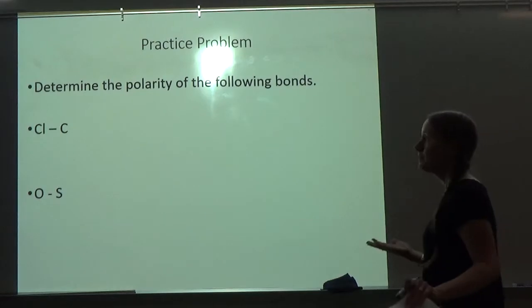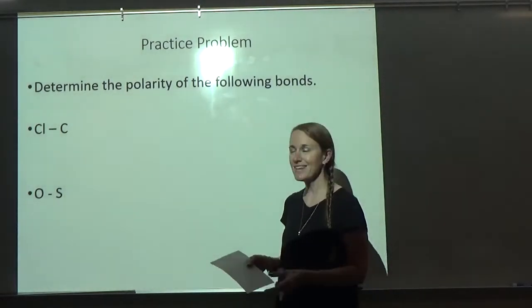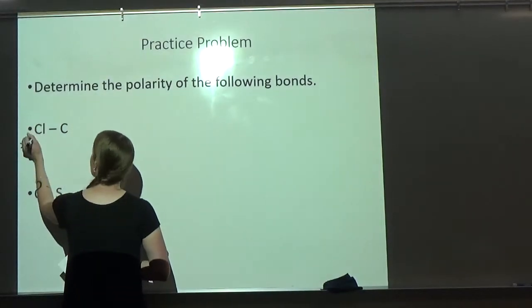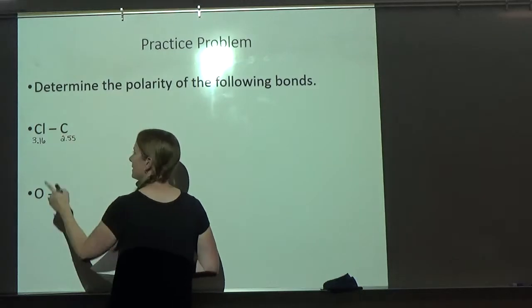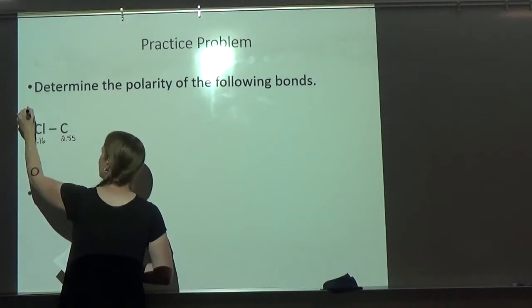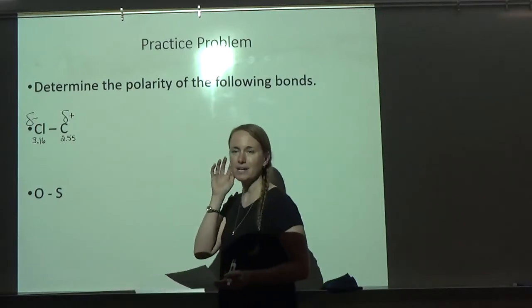Alright, so maybe pause the video, make sure you have your electronegativity chart and try these. I'll assume you've done that. Let's look at them together. So Cl is 3.16 and C is 2.55. Since Cl is the more electronegative atom, it's partially negative and carbon is partially positive.